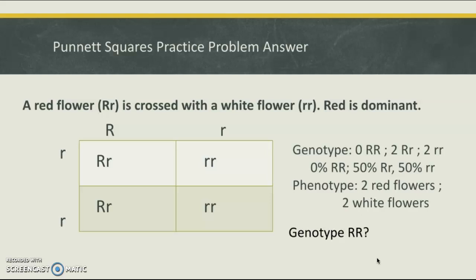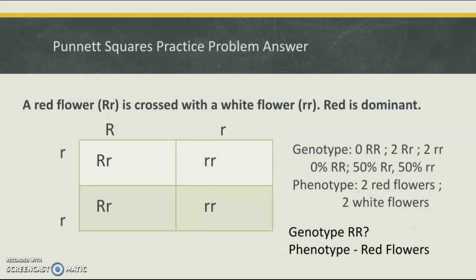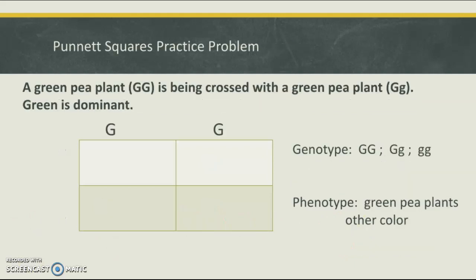Now, what if we actually had the genotype capitalized R? What would that phenotype be? Well, it would be red flowers because remember, it has the dominant alleles. Let's try it now on your own. Don't worry, I'll go over the answers with you.